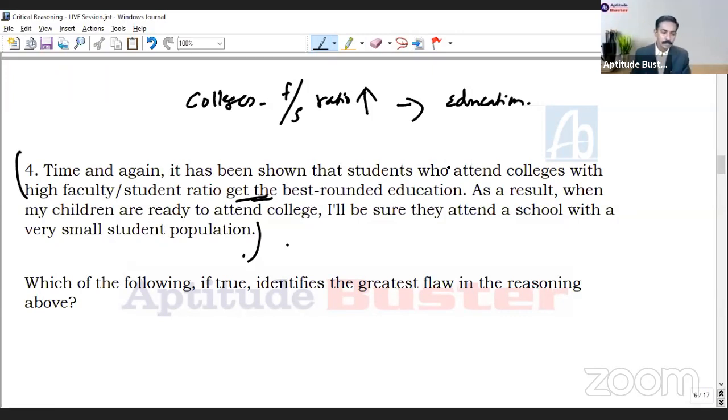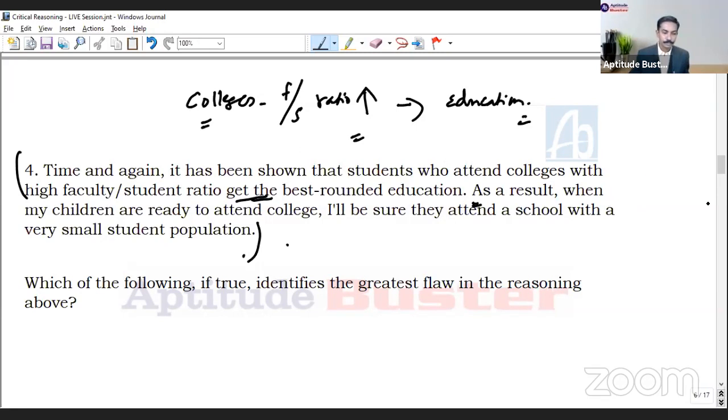Statement 1. Second sentence: as a result, when my children are ready to attend college, I'll be sure they attend a school with a very small student population. So in the second sentence comes the author's opinion. He opines that he would send his children to a college where there will be a small student population. So these are the two sentences. First thing, the emphasis is here: any institute or any college with a high faculty student ratio can provide the best quality of education. All right. So we have understood the text, that is, we have understood the claim.